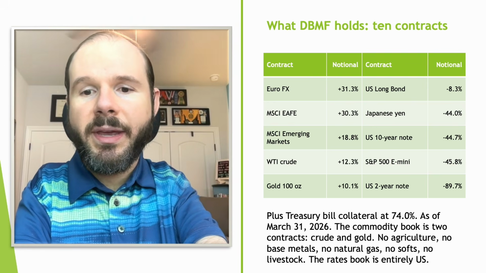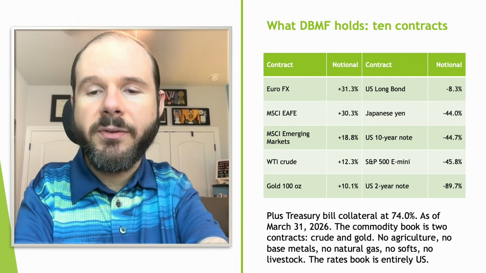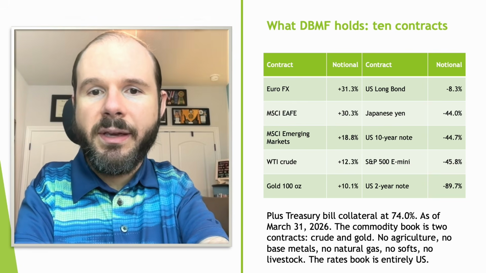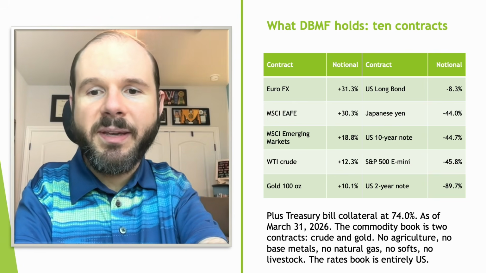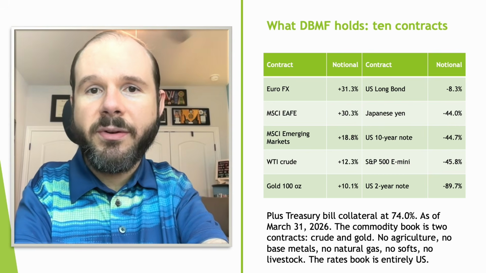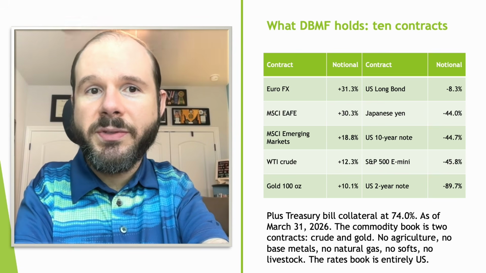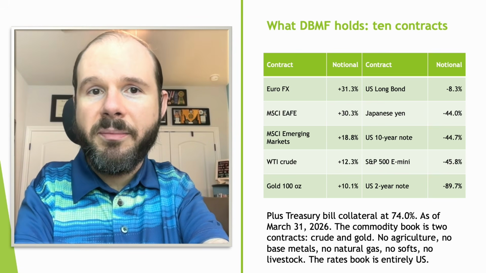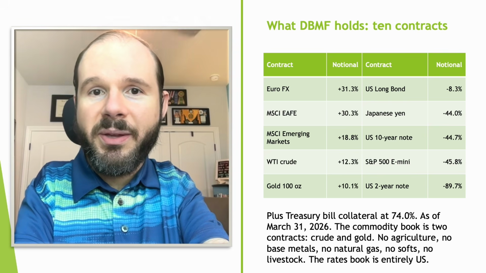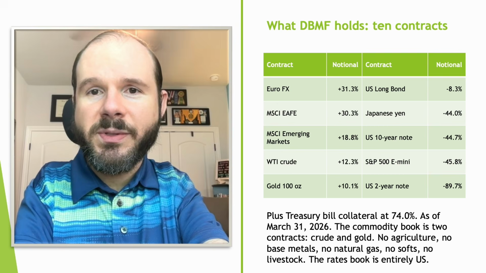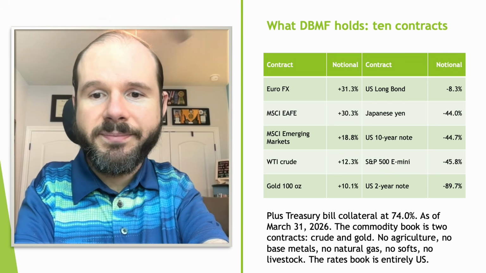Now, I mentioned that DBMF is much more concentrated. It does its replication across 10 to 15 contracts, and right now it's at 10. And I've put those up in a table. And what's really interesting to note here is what's not present. So the commodity book is two contracts. It's got crude oil and gold. No agriculture, no base metals, no natural gas, no softs, no livestock. The rates book is entirely US bonds, right?